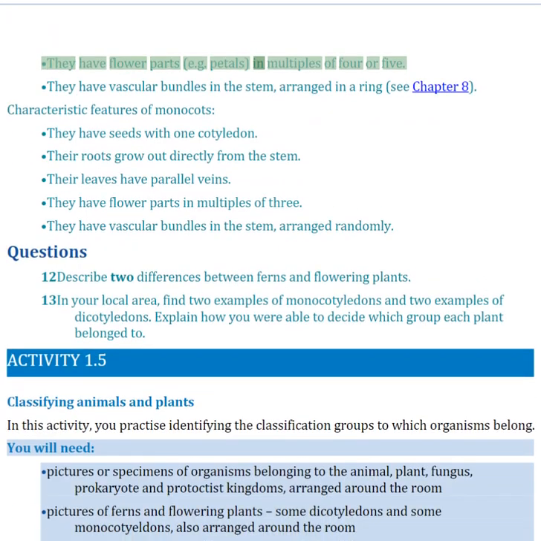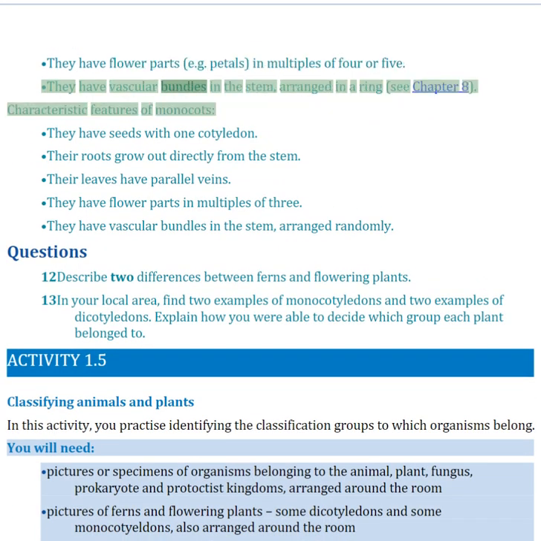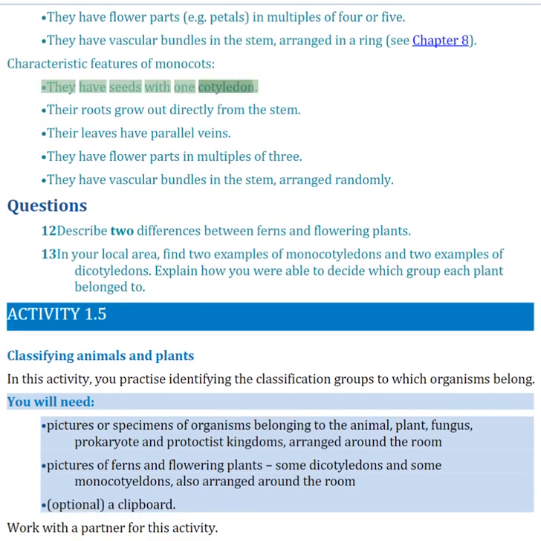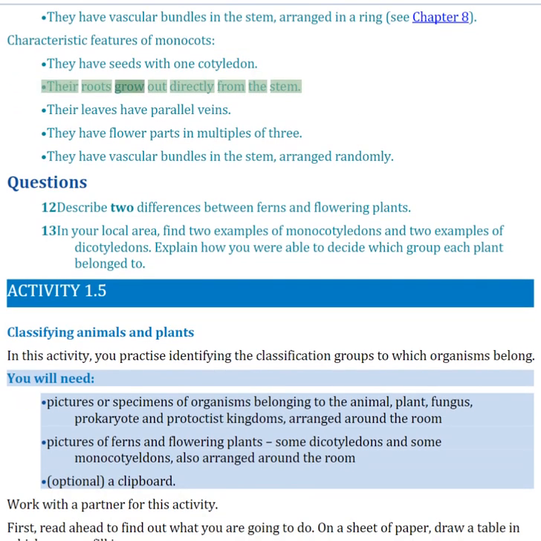Their leaves have a network of veins. They have flower parts in multiples of 4 or 5. They have vascular bundles in the stem, arranged in a ring. Characteristic features of monocots. They have seeds with one cotyledon. Their roots grow out directly from the stem.